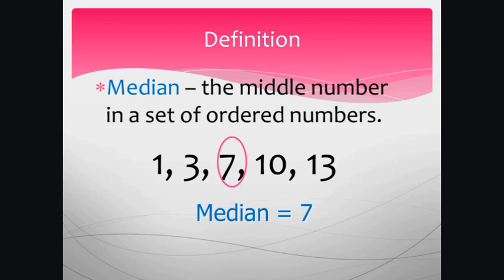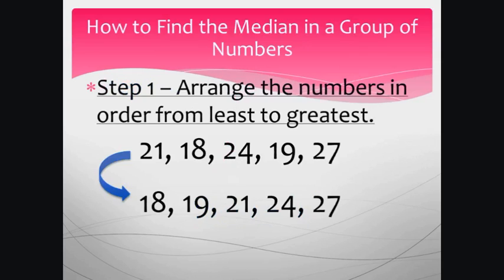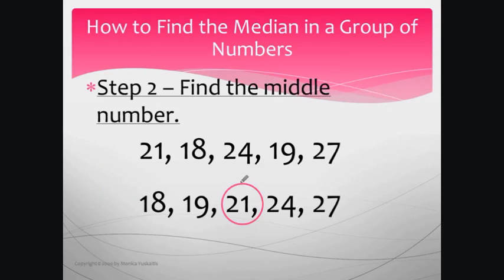So how do you find the median in a set of numbers? So first, if they're not already in order from least to greatest, the first step would be to arrange the numbers from least to greatest. So here we reorganize these values so that they're from the smallest value to the largest value. The second step is to identify which number is in the middle. In this case, it is 21.